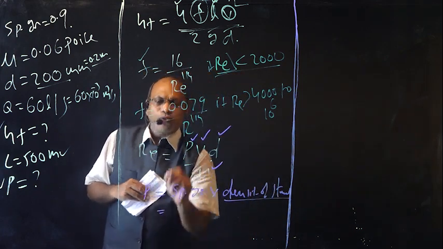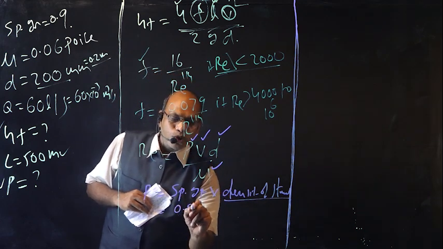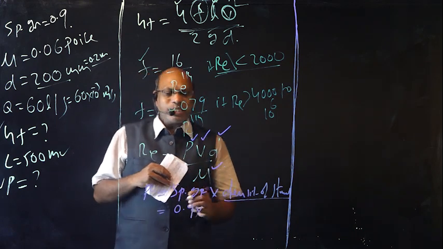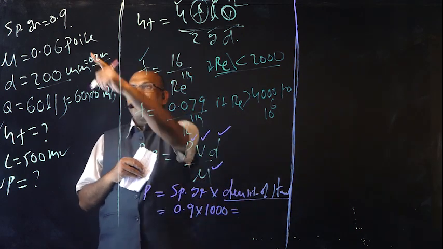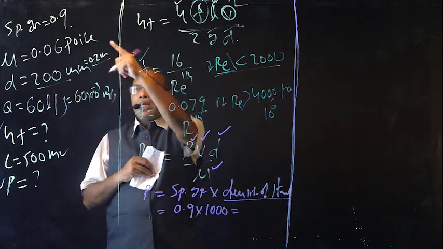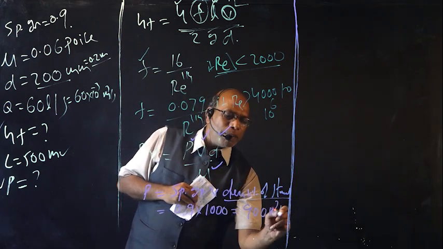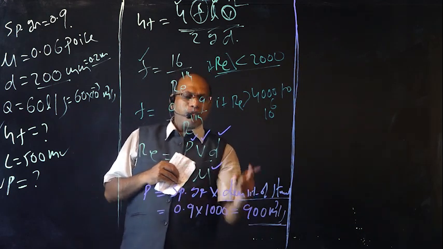Therefore, the density of this given liquid is equal to the specific gravity, 0.9, into the density of the standard liquid, that is the density of water, which is equal to 1000 kg per meter cube. Therefore, the density of the given liquid is equal to 900 kg per meter cube.